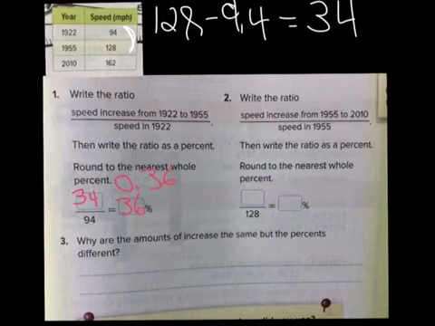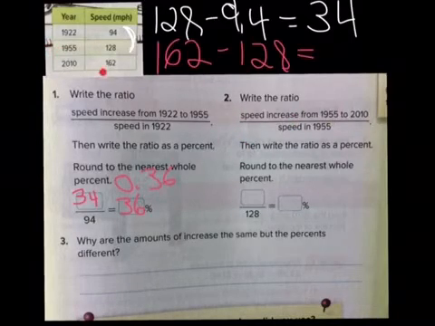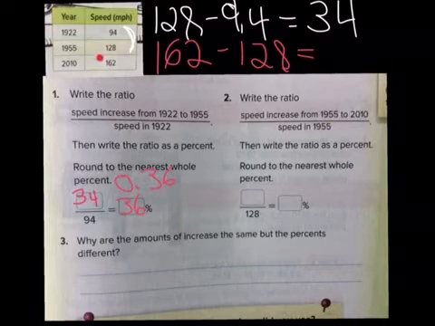Let's do the same with the comparison between 1955 and 2010. Again, we look for the difference from 128 to 162 by subtracting 162 minus 128, so that we find the difference. And it looks like we got exactly 34 again.